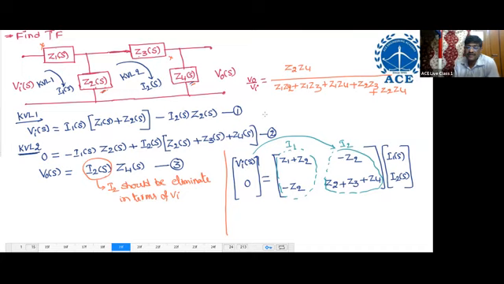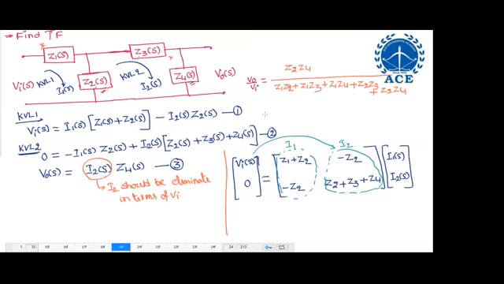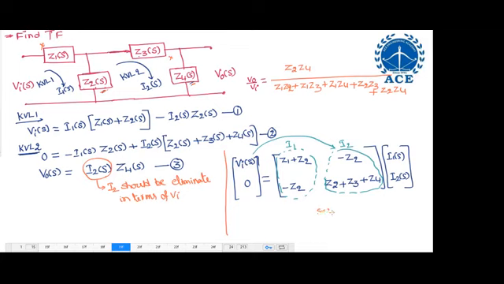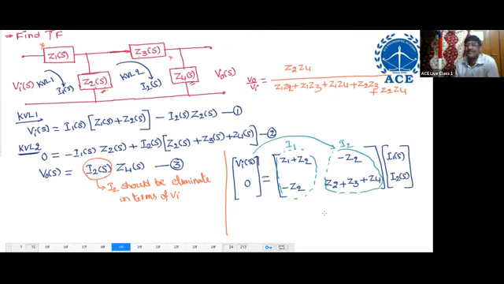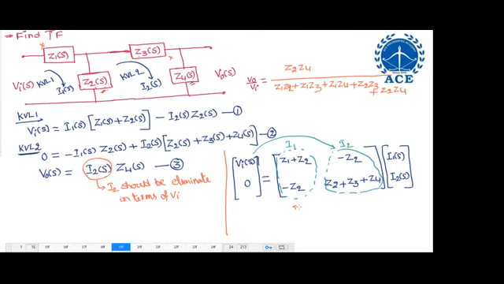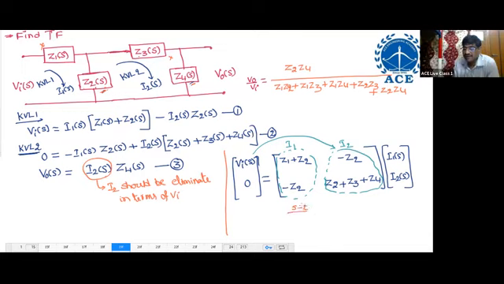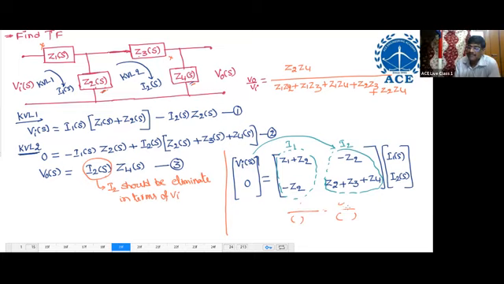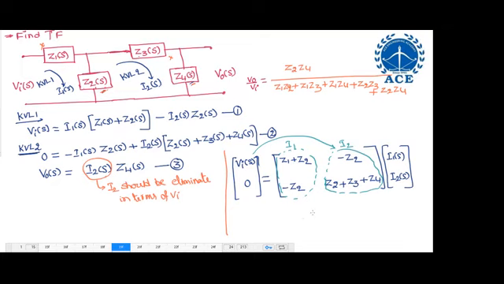Sir, for example, if s plus 2 is there, for the exact response we consider that pole. If it is s minus 2 in the numerator, whatever it is, s plus 2 or s minus 2, that won't matter. The denominator is the same. Here I will write K by the denominator term. Whatever the numerator is, that will be in the K. So the changes are only in the K, and the denominator term has no change. Yes, sir. Got it, sir. Thank you, sir.